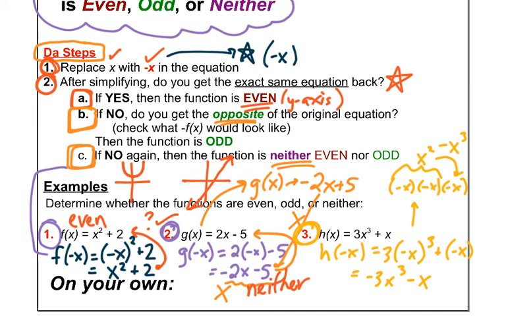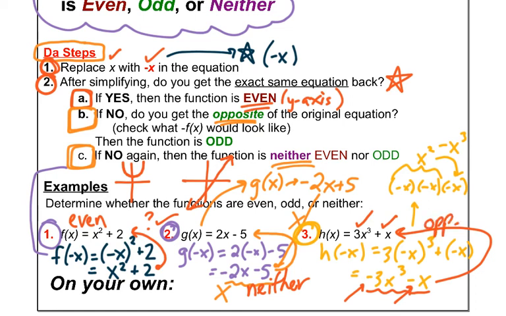All right, step 2. Let's double check. Compare this friend with our old friend. Is he exactly the same? No. So he is not even. Is he exactly the opposite? Well, look at this, folks. It's like I took the 3x cubed, and now he's negative. I took the positive x, and now he's negative. So is he the opposite? Yes. He is exactly the opposite.